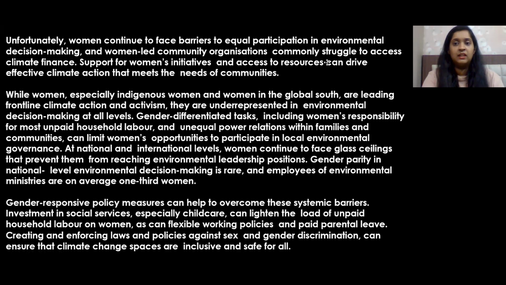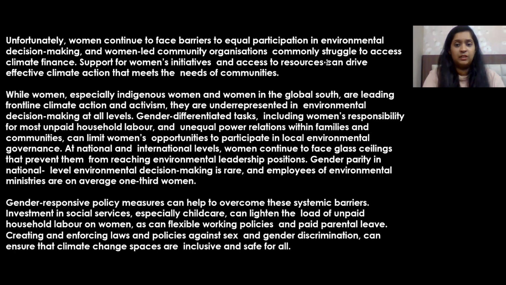Gender differentiated tasks, including women's responsibility for most unpaid household labor and unequal power relations with families and communities, can limit women's opportunities to participate in local environmental governance. At national and international levels, women continue to face glass ceilings that prevent them from reaching environmental leadership positions. Gender parity in national level environmental decision making is rare, and employees of environmental ministries are on an average one-third women. Gender responsive policy measures can help to overcome.